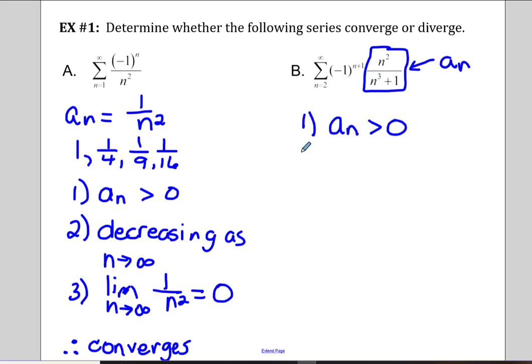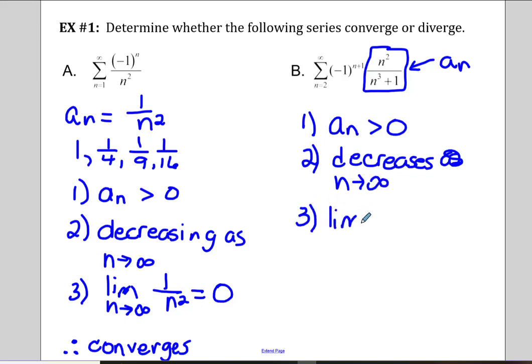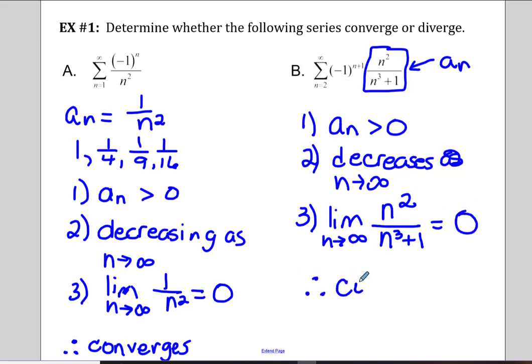So we're checking the conditions. We can see that those terms are decreasing as n approaches infinity. And then we want to check the limit as n approaches infinity for our a sub n term, which is n squared over n cubed plus 1. And that's definitely like 1 over n, so that's definitely heading to 0. And just like part A, this series converges.